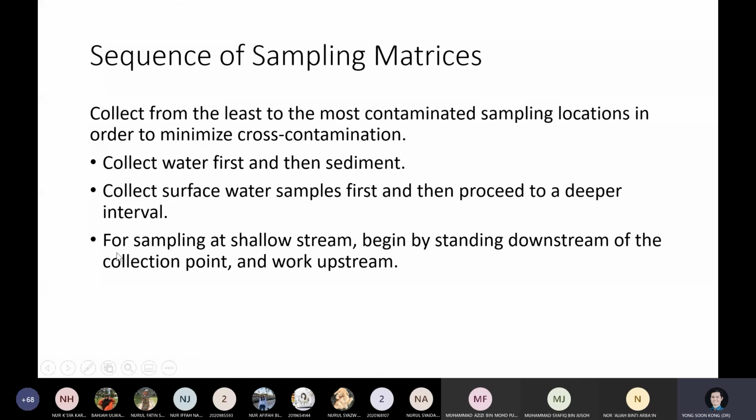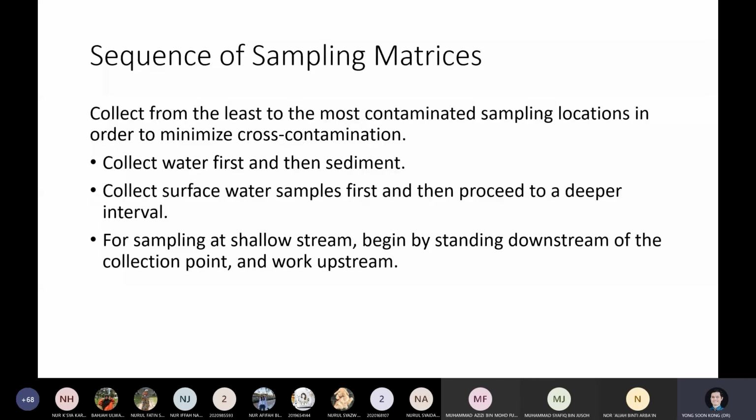And then the final point: if you're going to sample a shallow stream, which I think is mostly your case, like surface runoff, for example, it's already very thin, not very deep. So you have to consider the direction of the flow, because you will need to start from downstream and then work upstream. Downstream means all the water will flow in that direction. So most of the time when you start from downstream, whatever water you collect is for sure going to be clean.